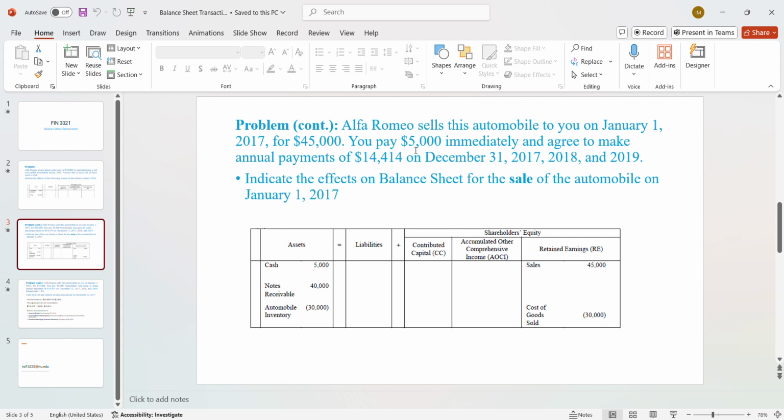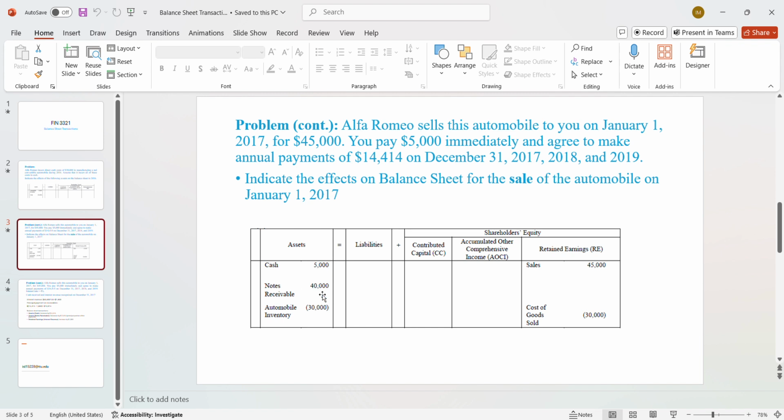They get 5,000 cash, so we add 5,000 to the cash account, and the remaining amount is due. So it is basically accounts receivable, or you can also say notes receivable if it is in a formal agreement. This outstanding balance is also an asset for Alfa Romeo. So we put 40,000 on notes receivable and 5,000 for cash. So this becomes 45,000 on my asset side.